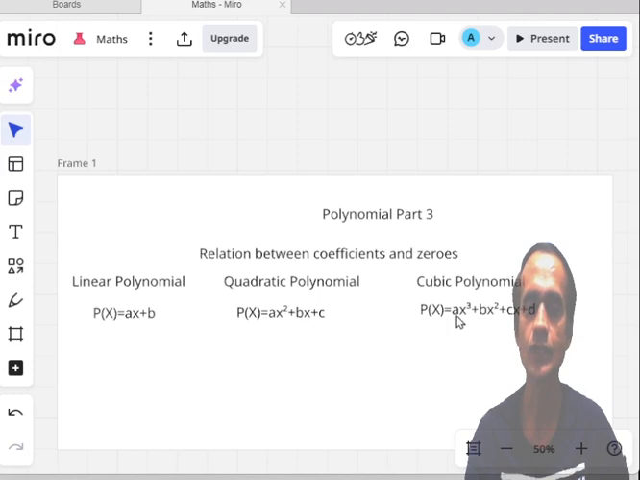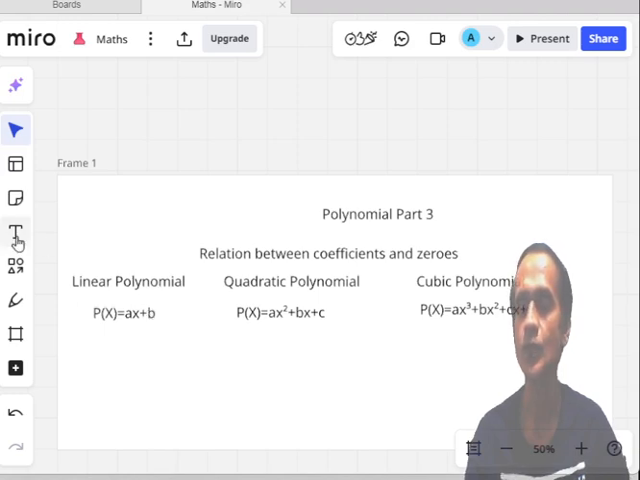So here we have three coefficients. Coefficient of x cube is a, this is constant. It means this is some real number. And coefficient of x square is b, and that of x is c, and this d is constant. This c here is constant, and this b here is constant.